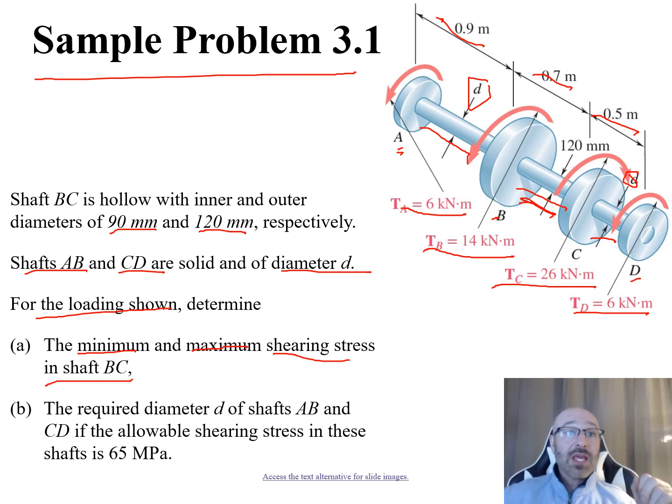Now for part B, they ask us to find the required diameter D, so there's that D right there and that D right there, for shafts AB and CD. So these two shafts on the end here, if the allowable shearing stress in these shafts is given to us as 65 megapascals. So now we're going to back out that diameter D if we're given the shearing stress. In part A, they give us the diameters and we need to calculate the shearing stress. Now in part B, the reverse of that for the two other parts of the shaft, they give us the maximum allowable shearing stress, and we need to back out that diameter D.